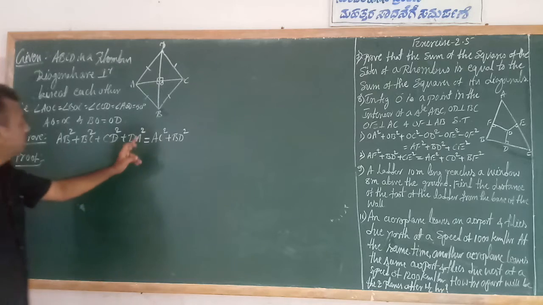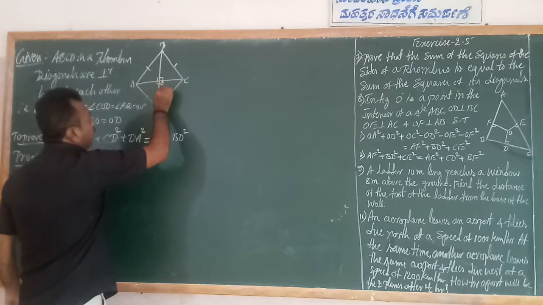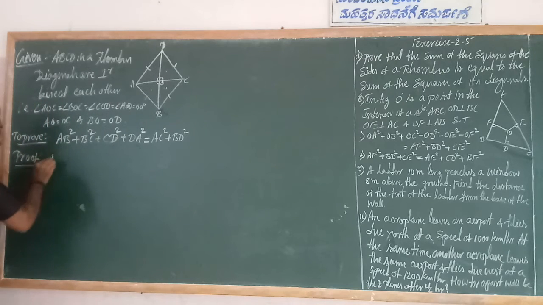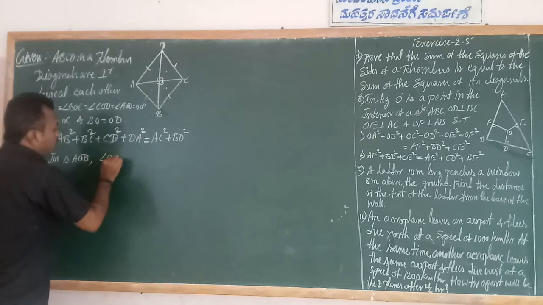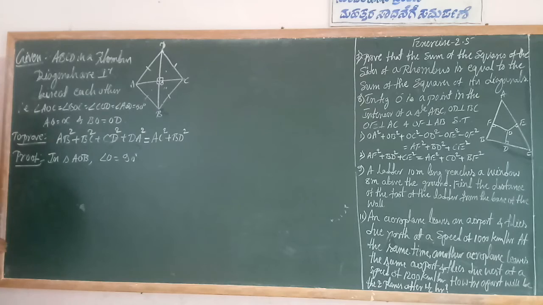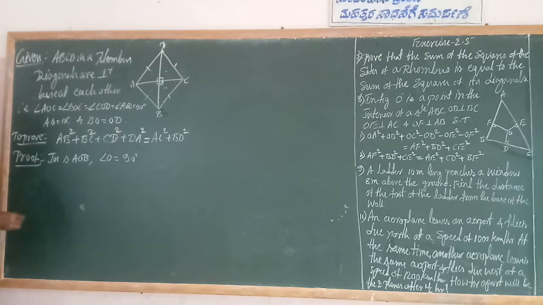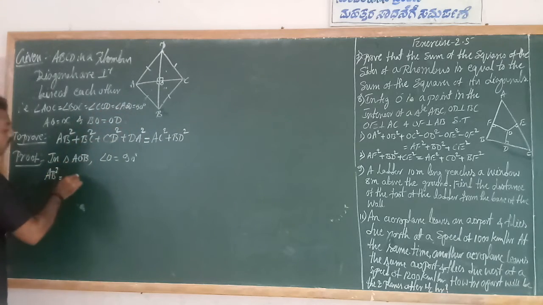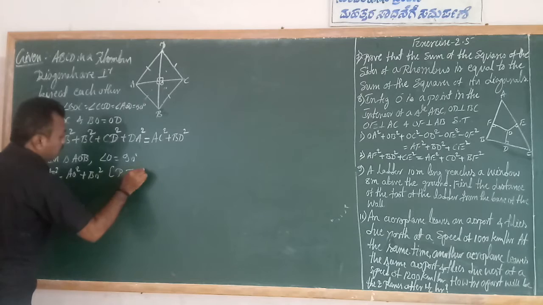See students, here we have AB square plus BC square, CD square and DA square. First, you should consider any one triangle. There are four triangles; you should take one. So in triangle AOB, angle O is equal to 90 degrees, because it is given. So AOB is a right angle triangle. Therefore I am using the Pythagoras theorem. That means AB square, where AB is the hypotenuse, is equal to the sum of the squares of the other two sides. That means AO square plus BO square, because of the Pythagoras theorem.